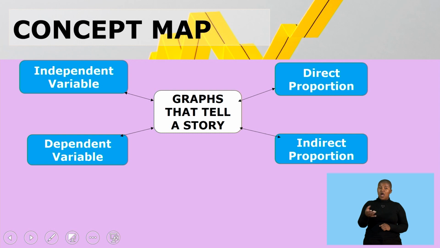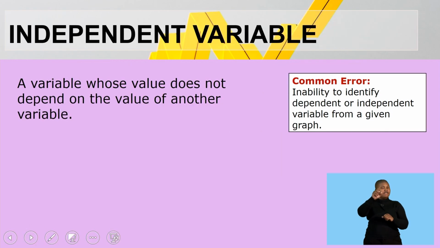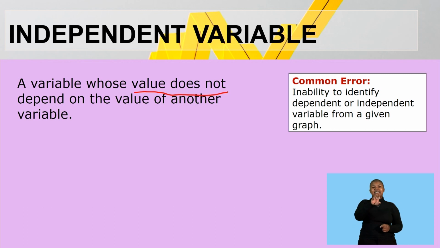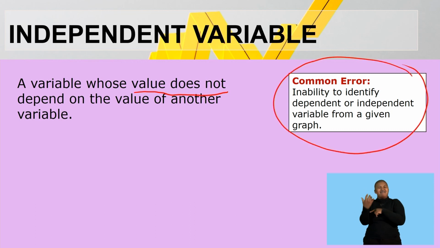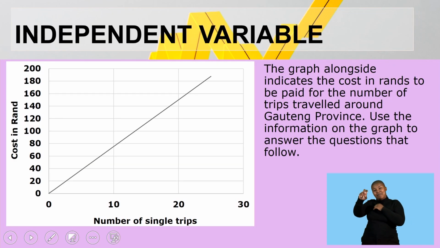Let's look at the independent variable. Now, what is an independent variable? An independent variable is a variable whose value does not depend on the value of another variable. A common error that we need to look out for is your inability to identify the difference between the dependent and the independent variables. Let's look at another question.